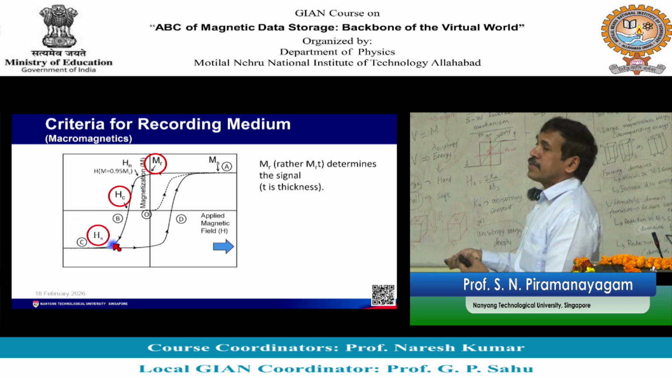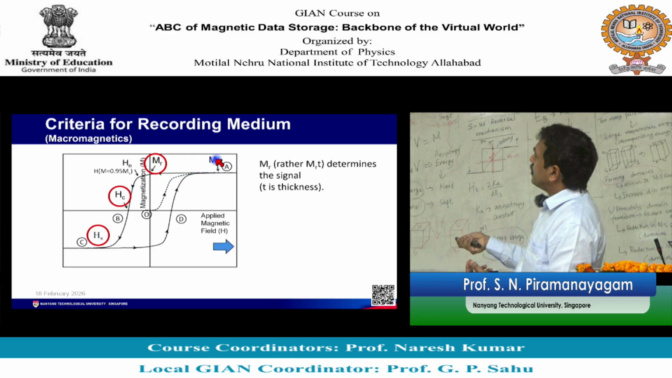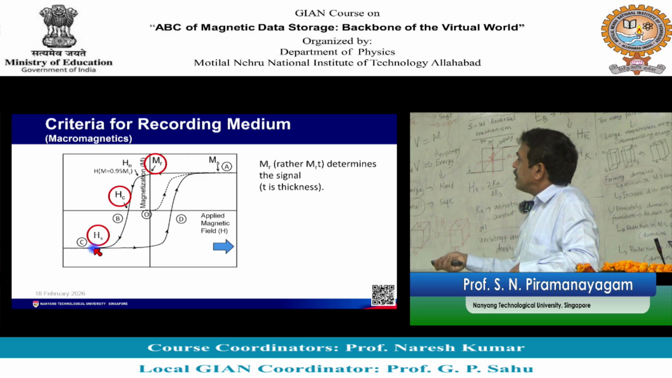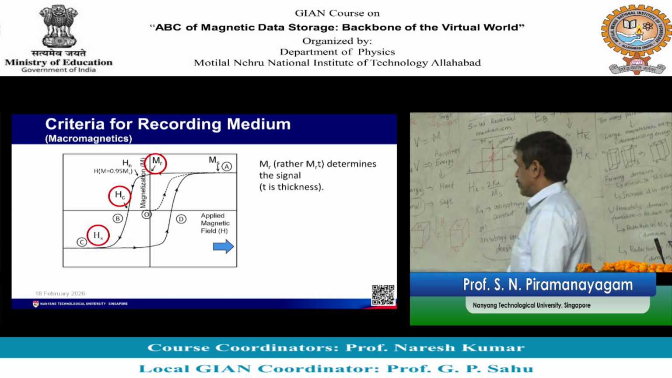HS is called the saturation field. Let us say you magnetize the material to achieve your MS, then you apply some field, and you can reduce the magnetization to 0. You apply some more field, you can reverse more magnetization, but at some point you will reach saturation. That field is called the saturation field.